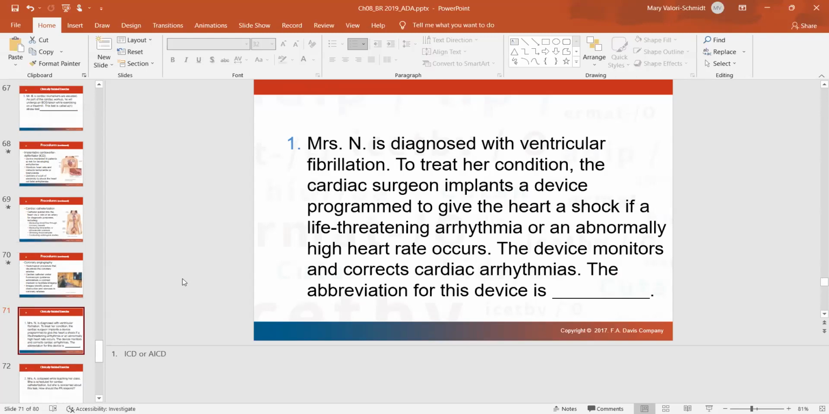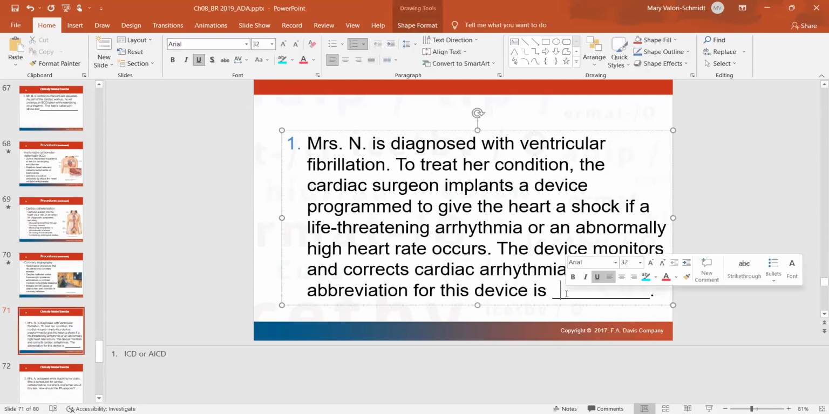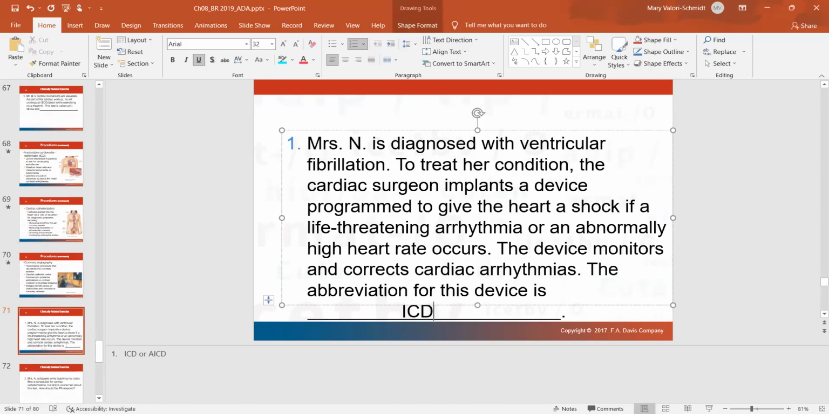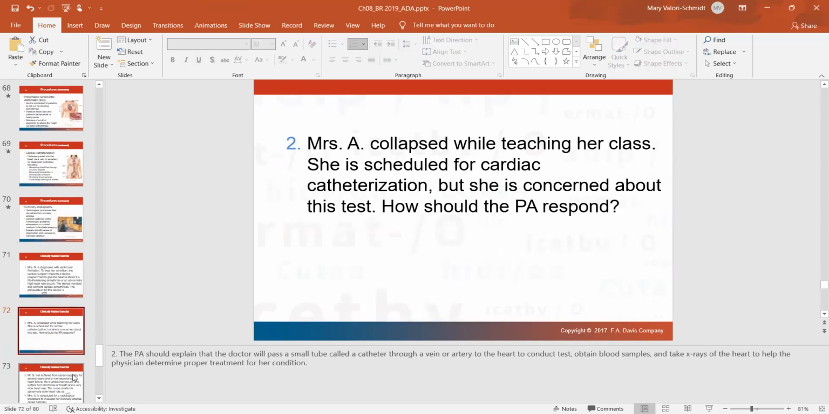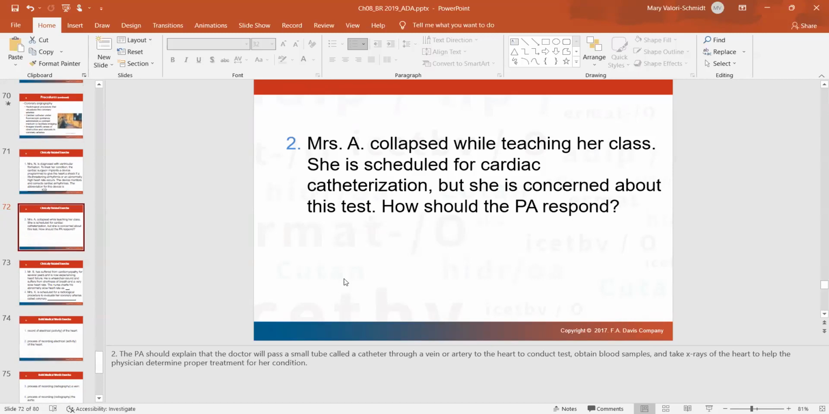Okay, so Mrs. N has defib. To treat it, they implant a device that's going to shock her heart, and the abbreviation for it is ICD. Implanted cardioverter defibrillator. You can think about this one on your own. See how I just explained cardiac cath? How would you explain that to a patient? That's what they're asking you to do here.